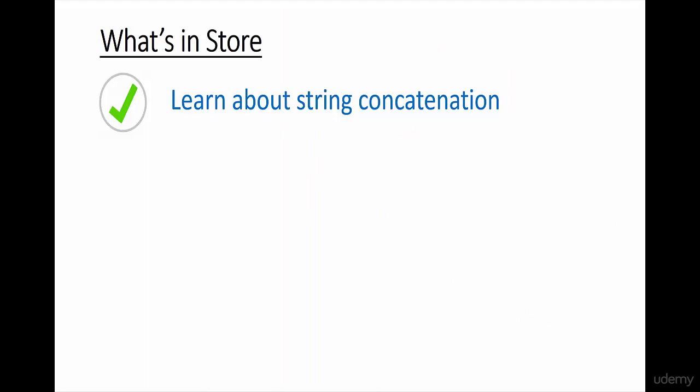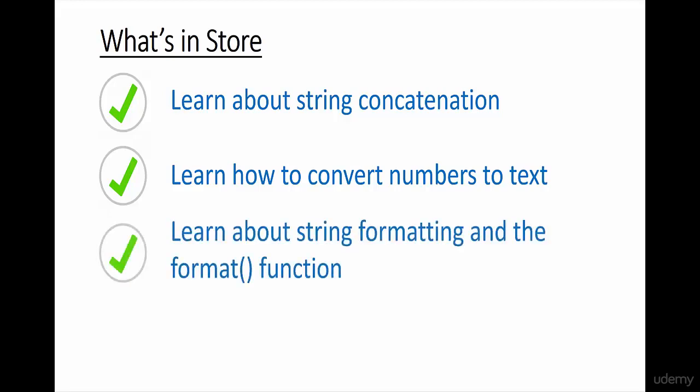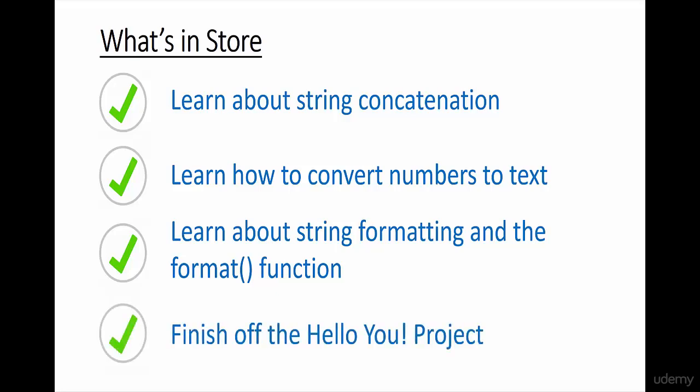of text together using string concatenation. We're then going to learn how we can convert numbers into strings so they can be added into the text as well. And after that, we're going to look at how we can use Python's format function to do all of this conversion work for us and make it really easy to make elegant and highly complicated strings. And of course, we're going to finish off the Hello You project. So by the end of this lecture, you'll have all the skills you need to create text of any complexity in Python. Quite a lofty goal, so let's get into it.